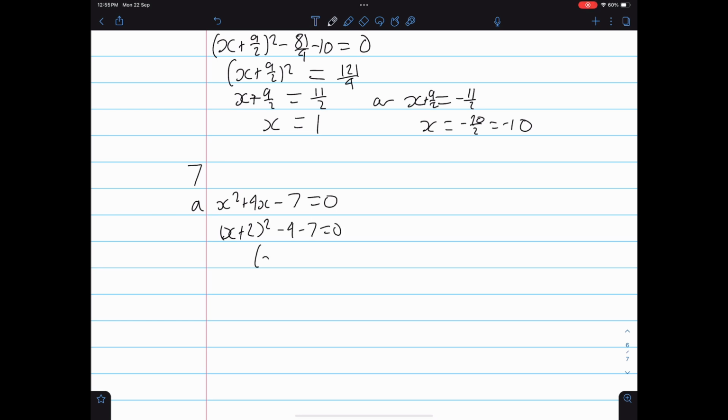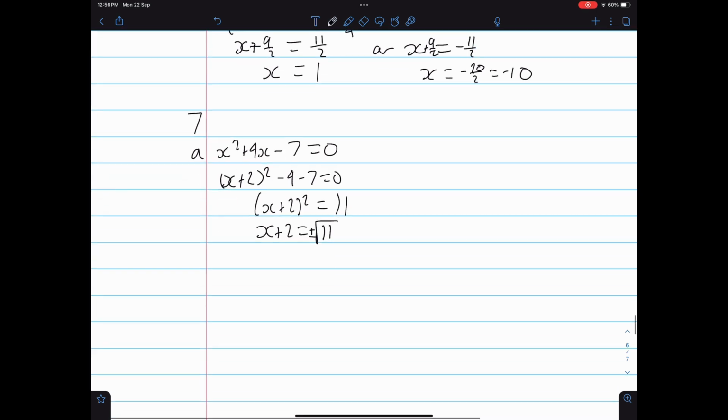This is because it tells us to leave them in surd form. So that's minus 11, so we have 11 on this side. Okay, here we can see they won't be perfect squares. And that's plus or minus. That means x is either equal to minus 2 plus root 11, or x is equal to minus 2 minus root 11.